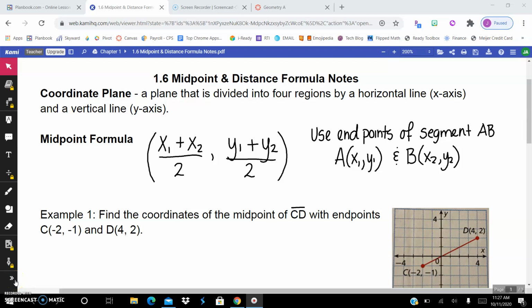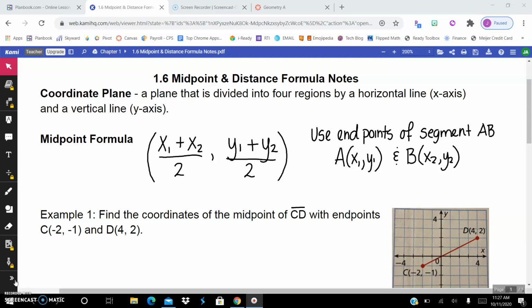For section 1.6, I'm going to divide it up into two different days. So for today, we're going to look at the midpoint and distance formula, and then tomorrow we're going to look at the Pythagorean theorem. So for the midpoint and distance formula, you need to know what a coordinate plane is.